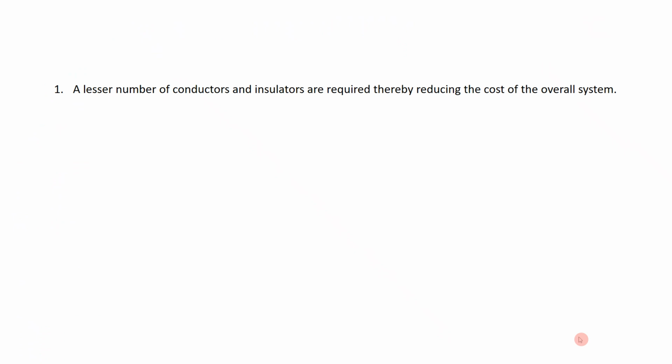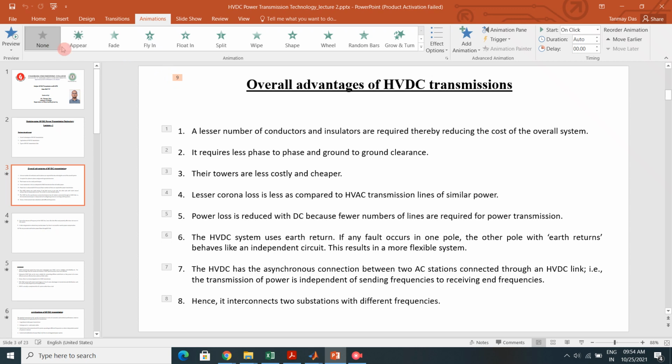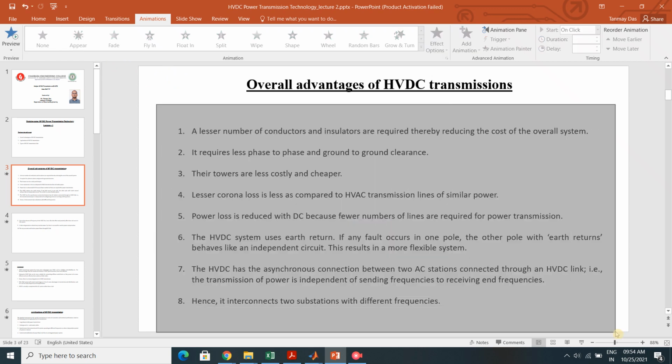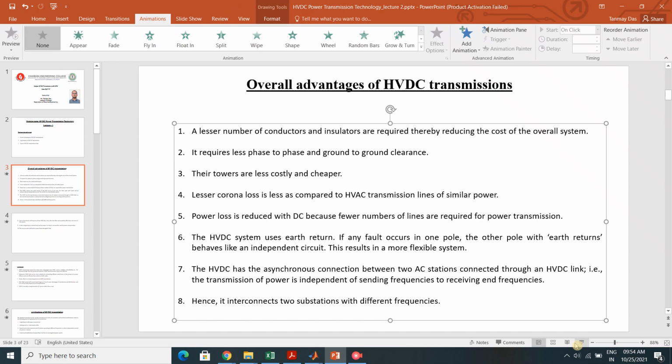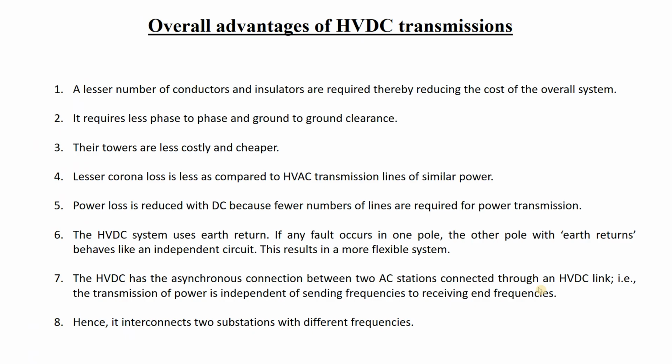Okay, so basically we are discussing the overall advantages of HVDC transmission. Now, depending upon the previous points which we have discussed regarding the advantages of HVDC over HVAC, we can conclude that in HVDC a lesser number of conductors and insulators are required, thereby reducing the overall cost of the system.